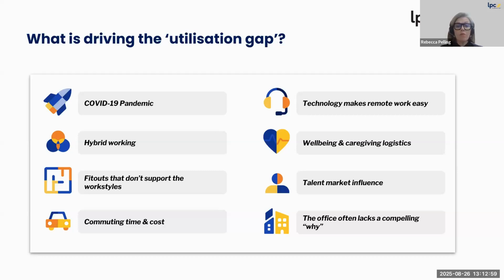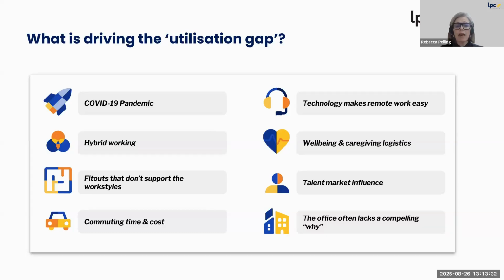Staff are asking themselves, why should I spend an hour each way to sit at a desk I could have at home? Technology has also removed many barriers. Video calls, digital whiteboards, instant messaging, all of these make remote collaboration seamless and accessible from anywhere. At the same time, employees have built routines around well-being and caregiving responsibilities, whether it's childcare, schooling, or elderly care. Remote and hybrid models make that integration possible.